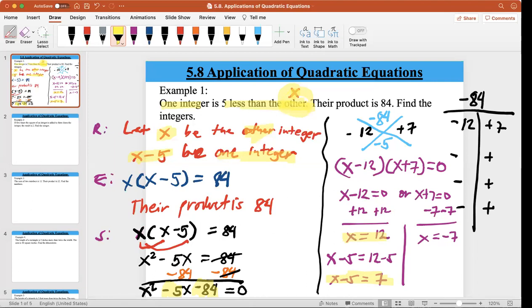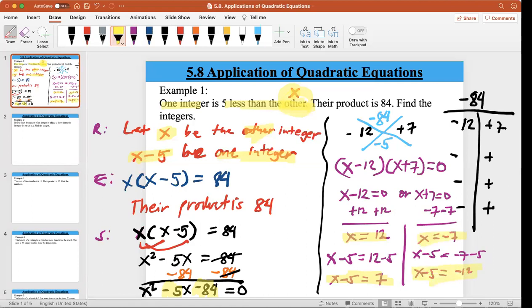And the other possible pair of integers would be negative 7 and the value of x minus 5. So let's look at that value. Again, we have x minus 5 here. Of course, negative 7 is your x. Negative 7 minus 5. Now what's negative 7 minus 5? Negative 12. So we have x minus 5, negative 12. So this is another pair.